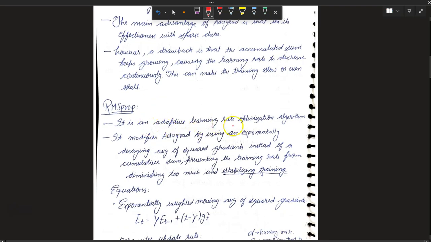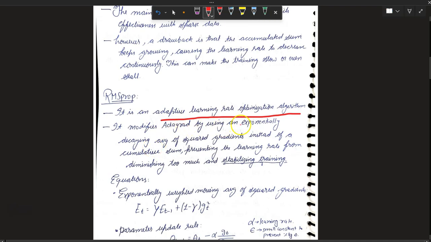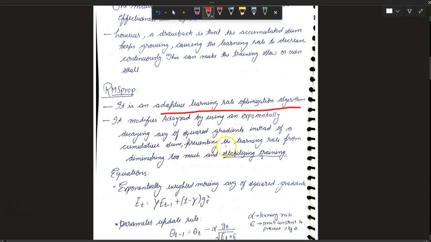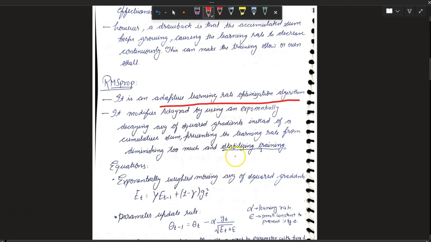This is an adaptive learning rate optimization algorithm that modifies ADAGRAD by using an exponentially decaying average of squared gradient instead of a cumulative sum. When we use this exponentially decaying average of squared gradient, it decays over time and overcomes the use of the cumulative sum, preventing the learning rate from diminishing too much and stabilizing training.